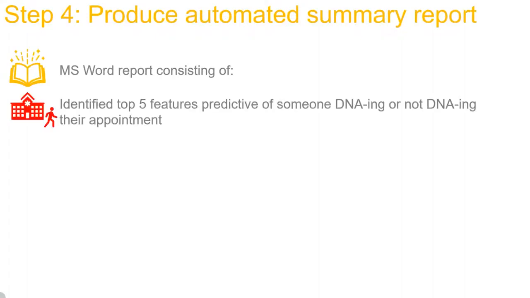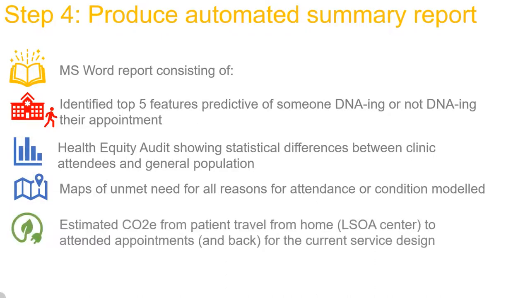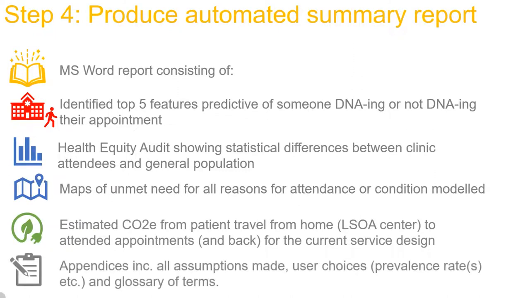We then produced the automated summary report, which was automatically created in MS Word, which identifies the top 5 features predictive of someone attending or not attending their appointment, the health equity audit showing the statistical differences between clinic attendees and the general population. It has the maps of unmet need for all reasons of attendance or condition modelled. It estimates the CO2 emissions from patient travel from their home to the attended appointments and back for the current service design, and also includes the appendices of all assumptions made, user choices, and a glossary of terms.